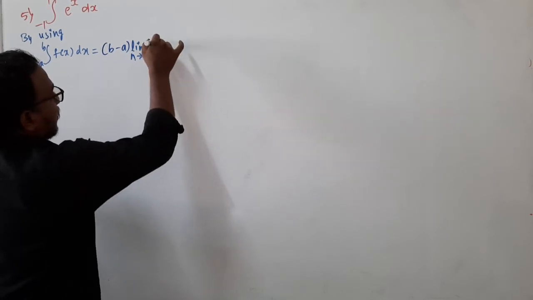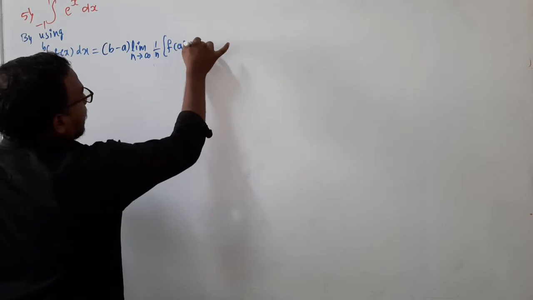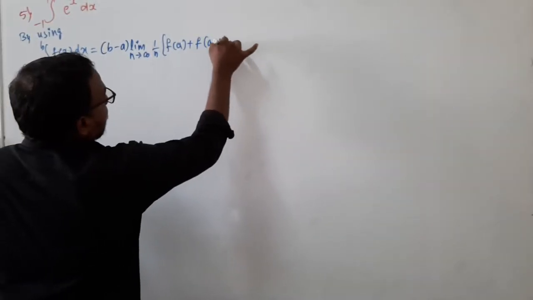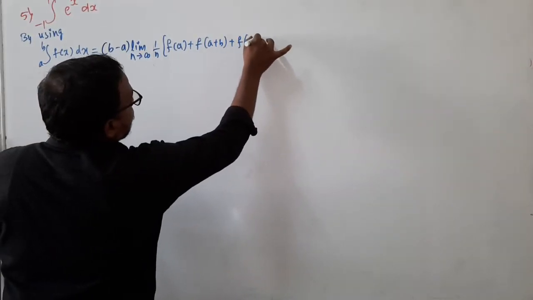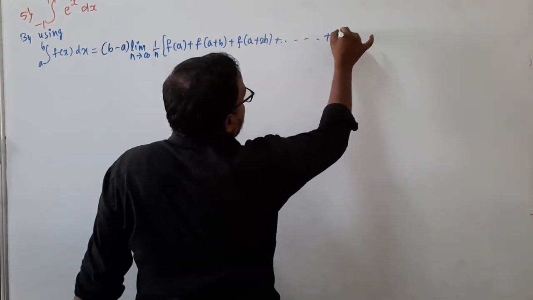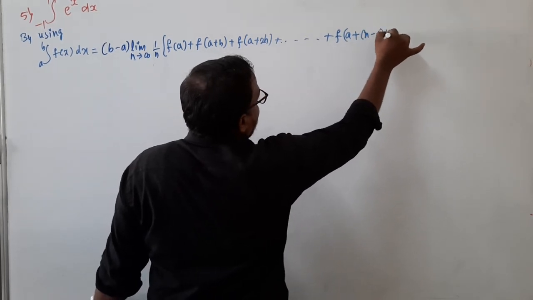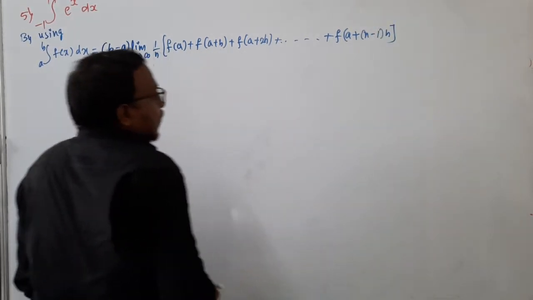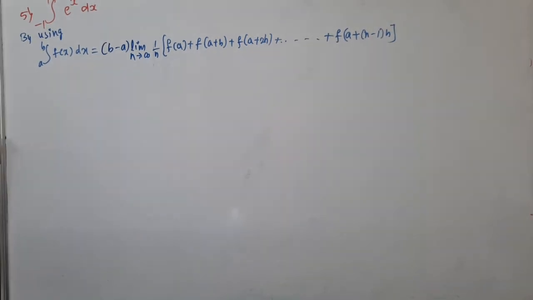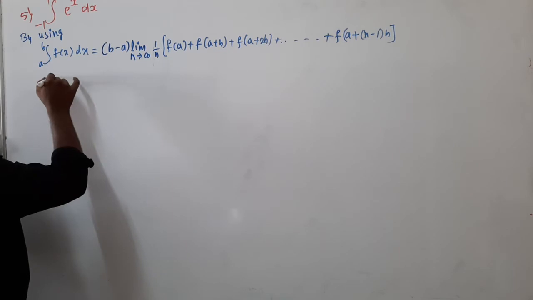1 by n times f of a plus f of a plus h plus f of a plus 2h, and so on up to f of a plus n minus 1 into h. Now in this equation, what are a, b, and h?